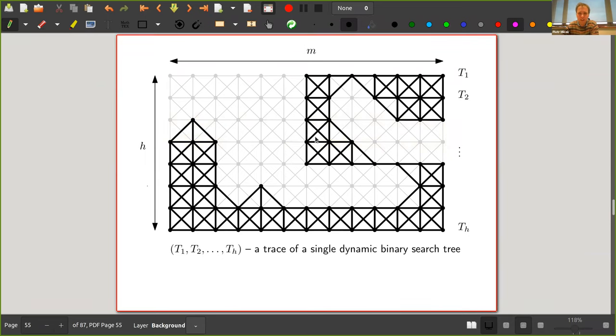So the way we see it is that these labeling schemes, which are based again on binary search trees, so we have binary search trees T1 to TH, is actually a trace of a single dynamic binary search tree, which undergoes insertions, deletions.